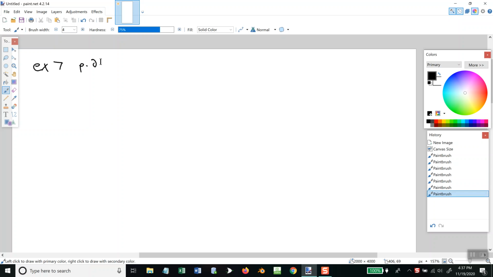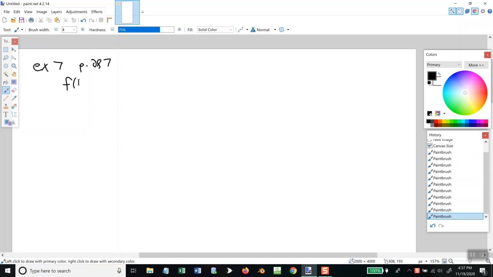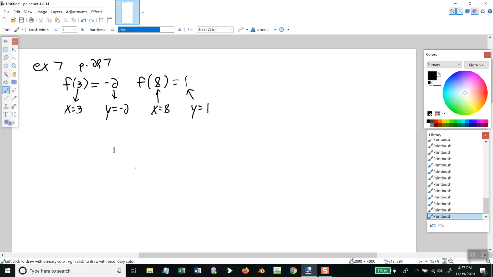Page starts at 287. And they tell us we got f of 3 is equal to -2, and f of 8 is equal to 1. Now, always whatever's inside the parentheses right here is x. So they're telling us that x is 3 there, and here they're telling us y is equal to -2. Over here, they're telling us x is equal to 8, and y is equal to 1. So we got 2 points, basically. So we got 3, -2, and we got 8, 1.